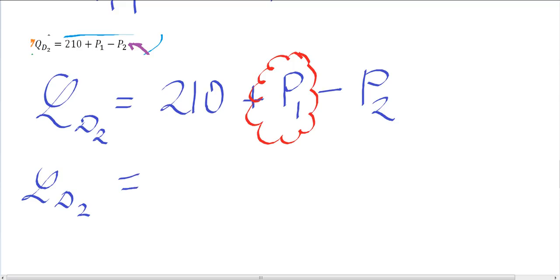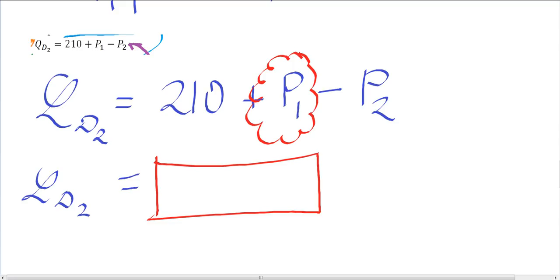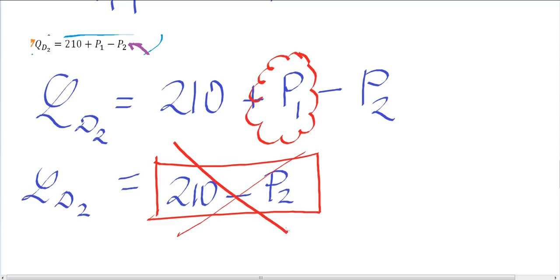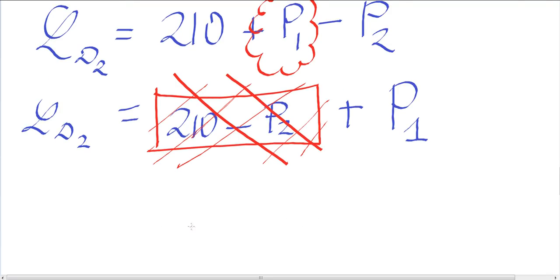I'm going to almost throw what I don't need into a bin. So here's my bin. I'm going to throw all the terms I don't need in it. I don't care about that 210, and I don't care about that minus P2. Throw that in there and say scrap it, don't need to know about it. And all I care about is the plus P1. Whatever's in that bin, I do not care about it. I just want to know what happens to Q on the left hand side as this changes.